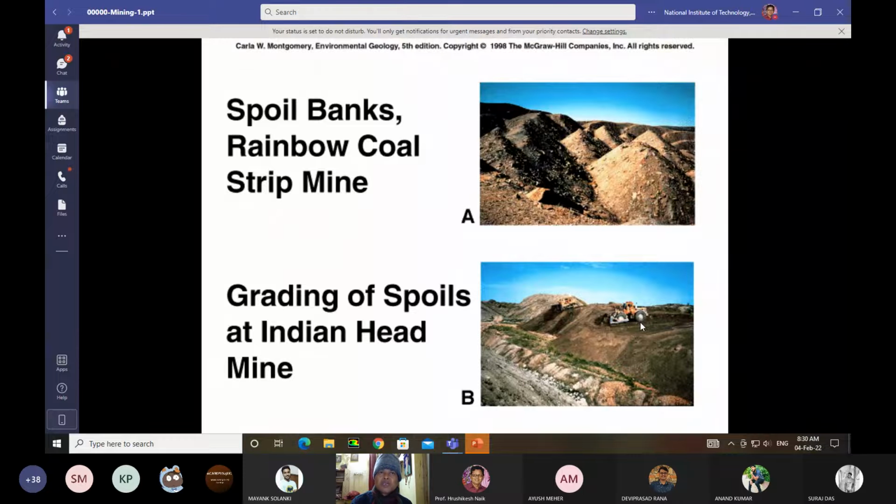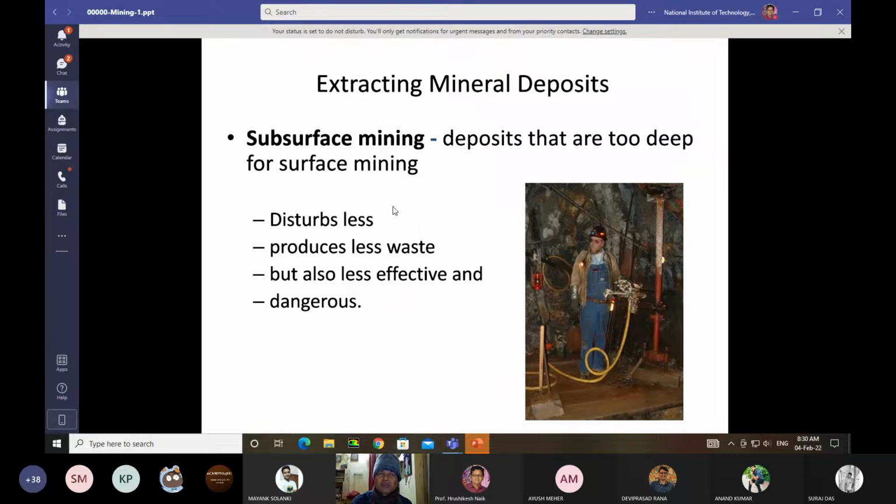We have seen that. Then after that, extracting the mineral deposit from the underground mines that are too deep. If you are not able to carry out the surface mining, then you have to go for underground mining. Underground mining, subsurface mining, disturbs the land very little and produces less waste, but it is also less effective and dangerous.